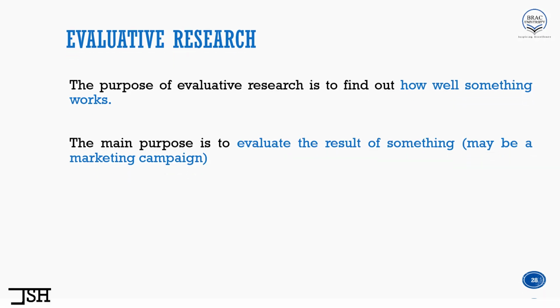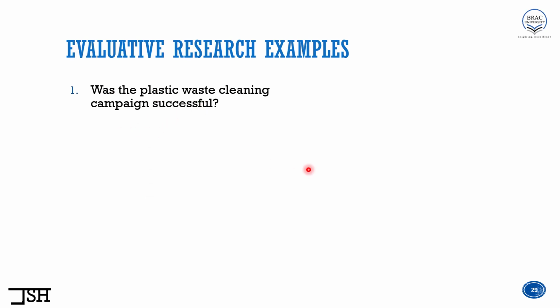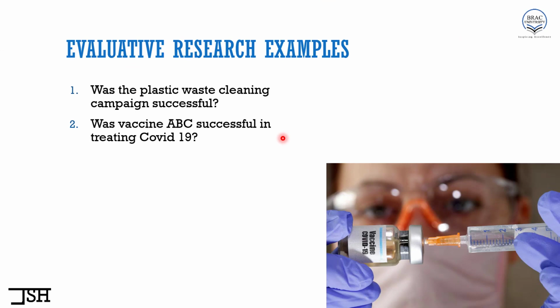So if we want to move on to the examples here. Number one, was the plastic waste cleaning campaign successful? I just explained this one. Next example, was vaccine ABC successful in treating COVID-19? So maybe a vaccine came out, and after using the vaccine on some people, now you want to find out or evaluate whether it was successful in treating COVID-19. That is an example of an evaluative research.